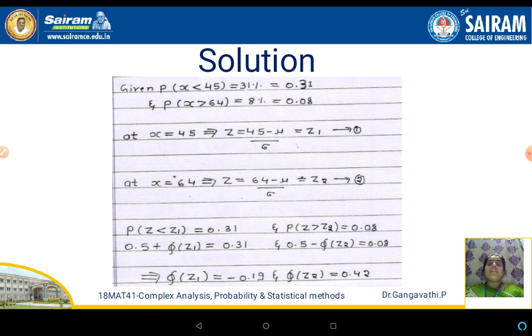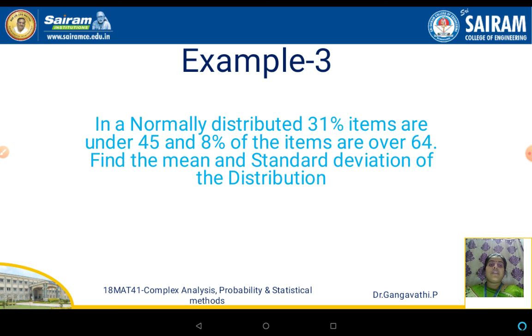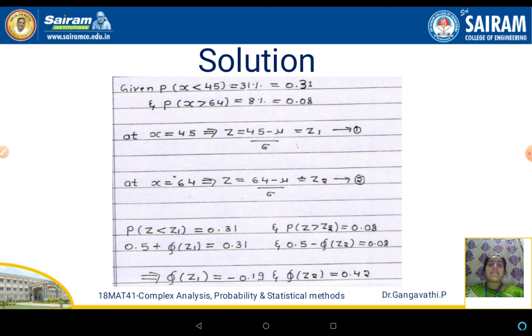So given that P of x less than 45. Go back to your question. 31% of the items are under 45. Under here is specifying less than, and over 64 means more than 64. So P of x less than 45 is 31%, which on converting to decimal is 0.31, and P of x over 64 is 8%, that is 0.08. This is the data given to us.